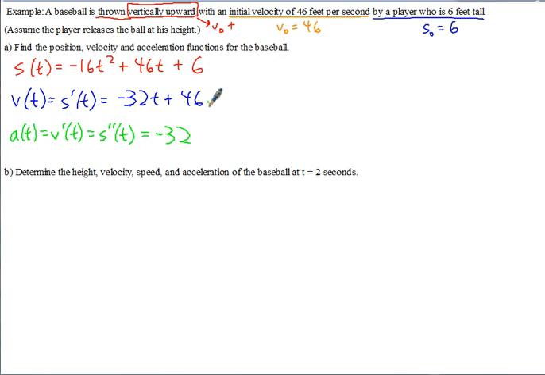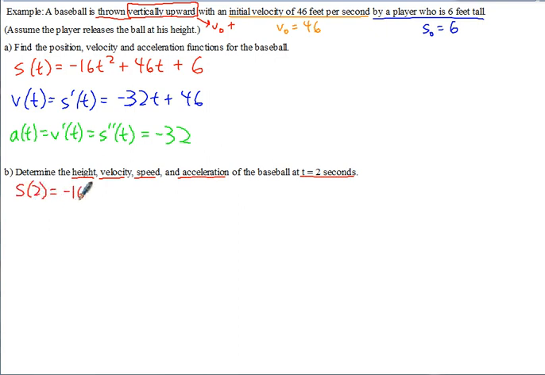Now let's use these to determine the height, velocity, speed, and acceleration of the baseball at a specific time, at 2 seconds. Remember, these are all considered instantaneous functions. They tell you what's happening at 1 instant of time. In this case, 2 seconds is that instant of time we're looking at. So let's start with s of 2.